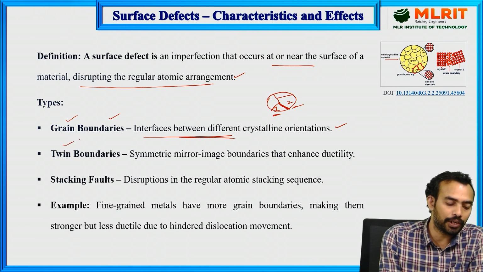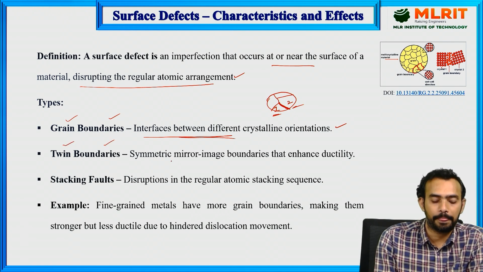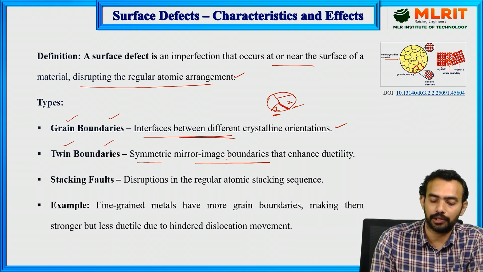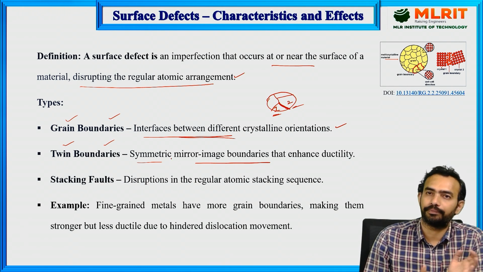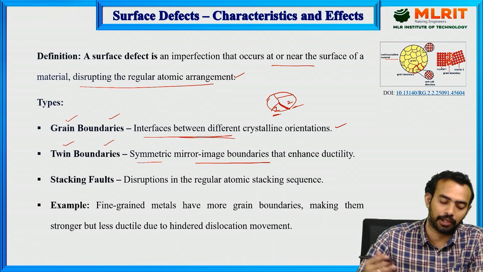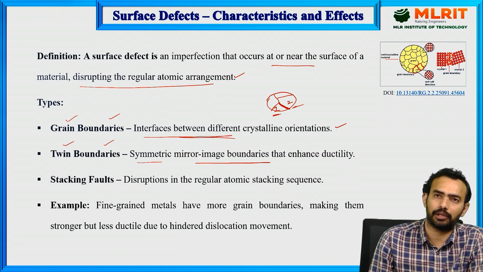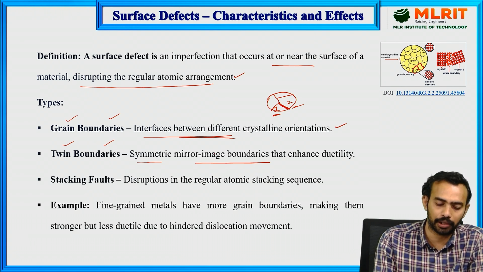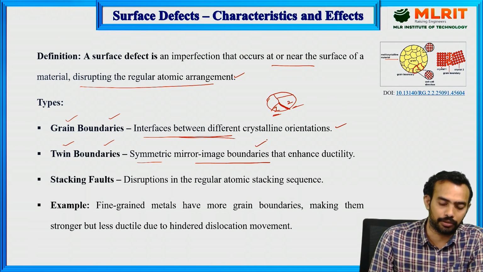Then we have the twin boundaries. Twin boundaries are symmetric mirror image boundaries, basically. So which is having a symmetric shape that can be repeated along a particular plane, just similar to the mirror image boundaries. We will see in short.